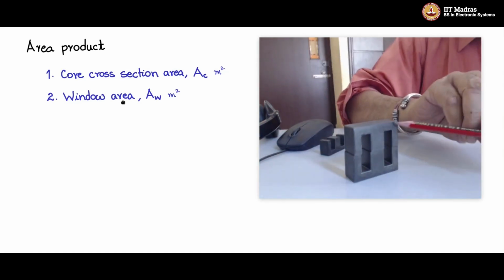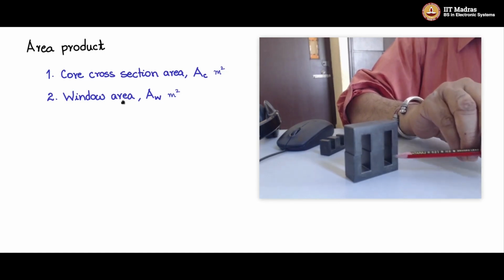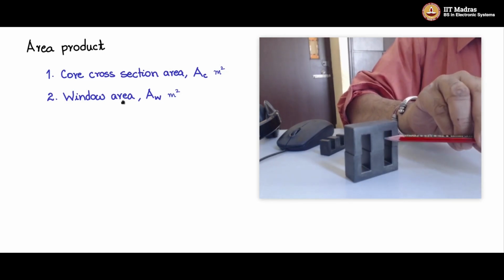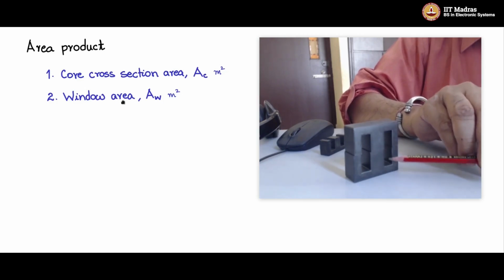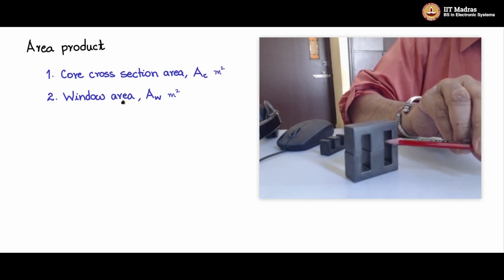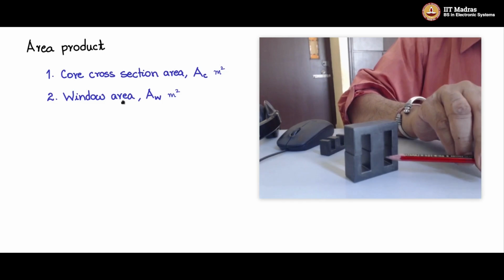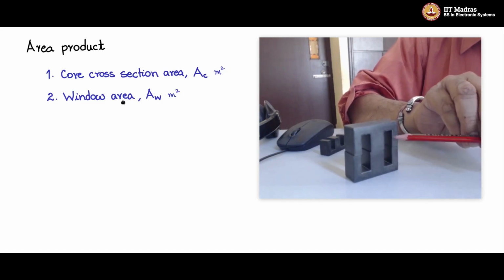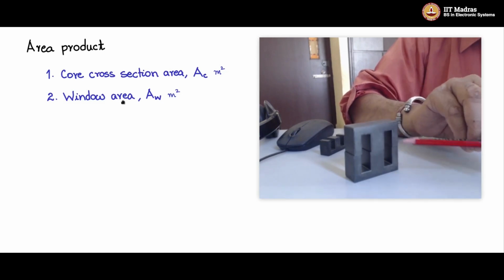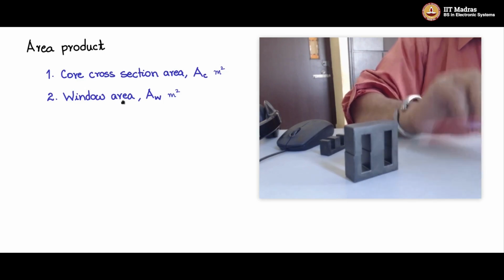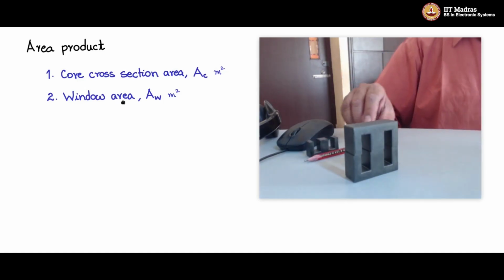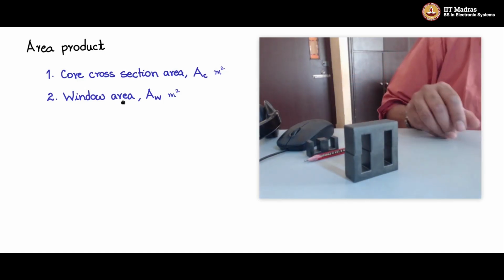Now this gap here, what you see here is the window area. This area here is the window area. Not both together, any one of the areas only. Either it is this area we have to take or that, because a turn entering here will also come out there. So it is only one area that we need to consider. So this is the window area. So that is what we call the window area.